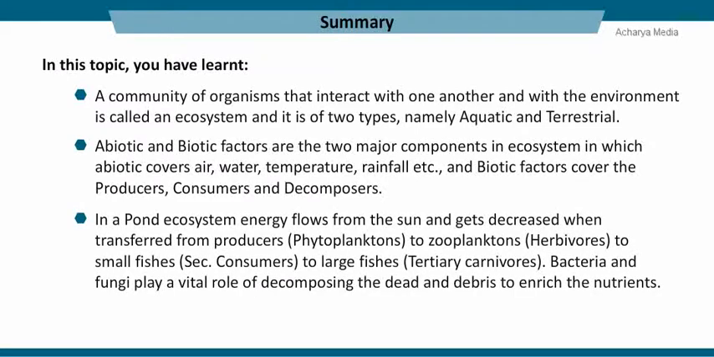In a pond ecosystem, energy flows from the sun and gets decreased when transferred from producers, which are phytoplanktons, to zooplanktons, which are herbivores, to small fishes, which are secondary consumers, to large fishes, which are tertiary carnivores. Bacteria and fungi play a vital role of decomposing the dead and debris to enrich the nutrients.